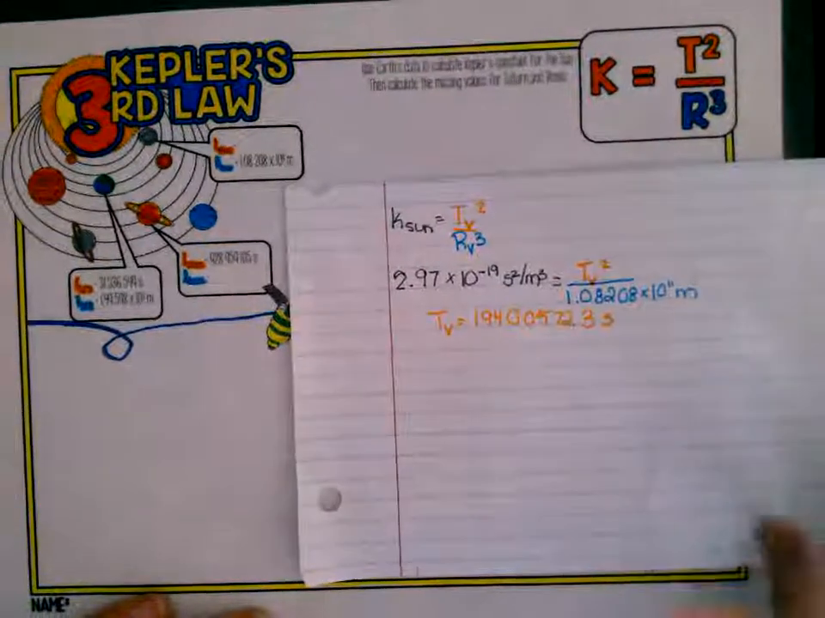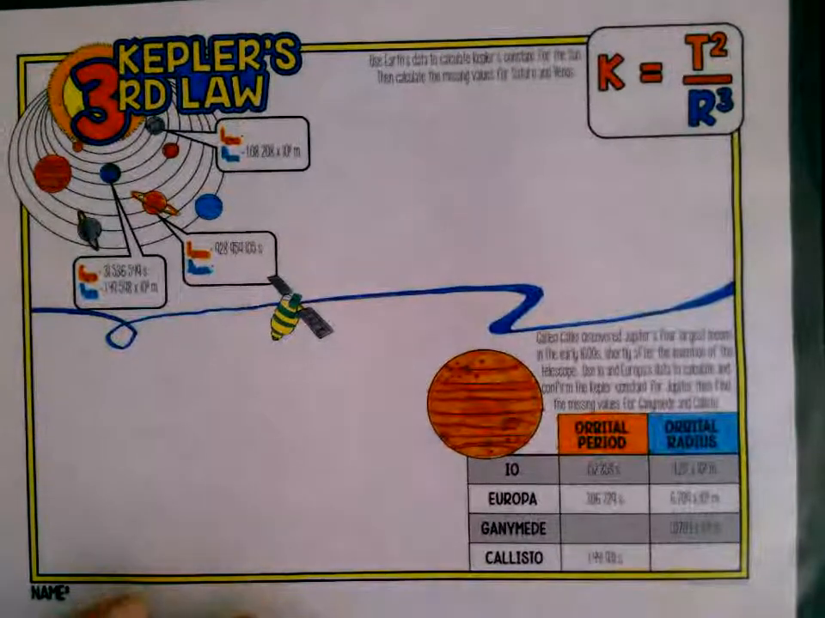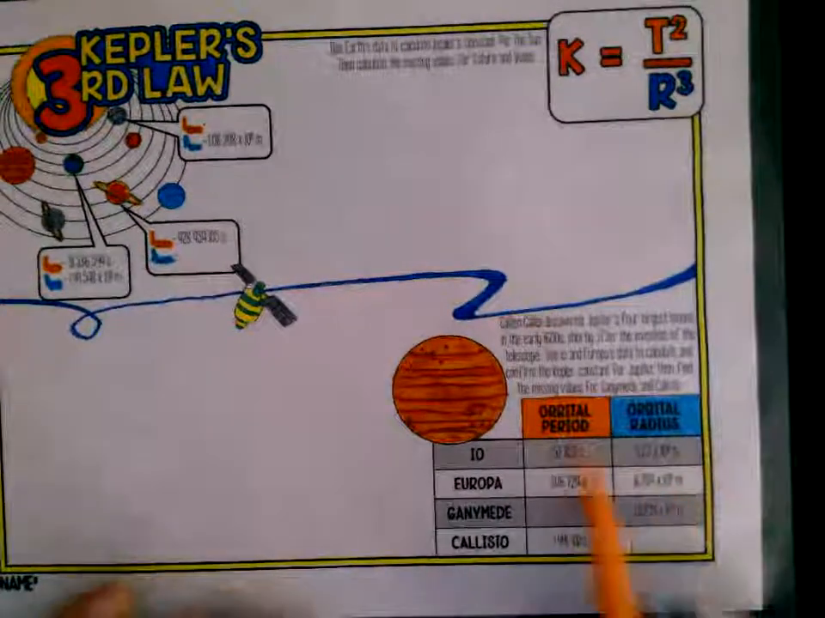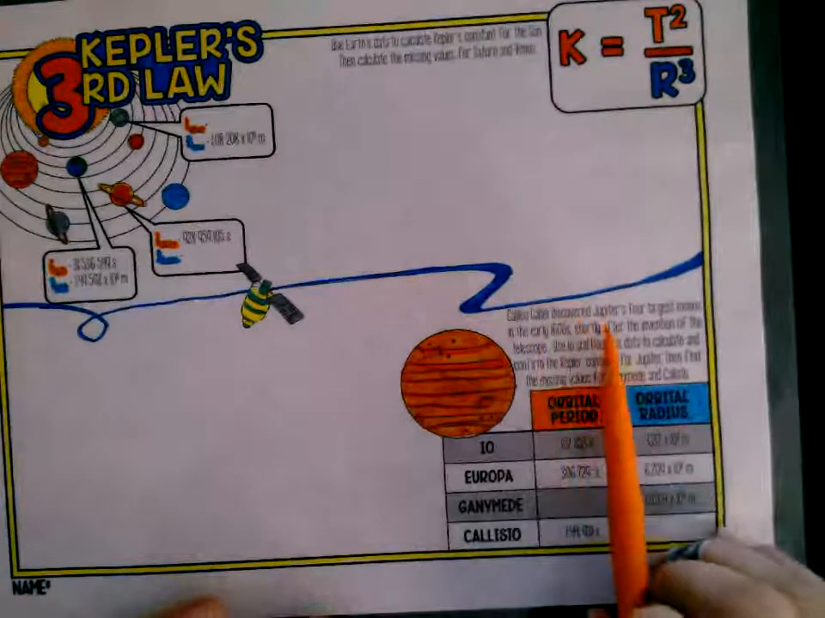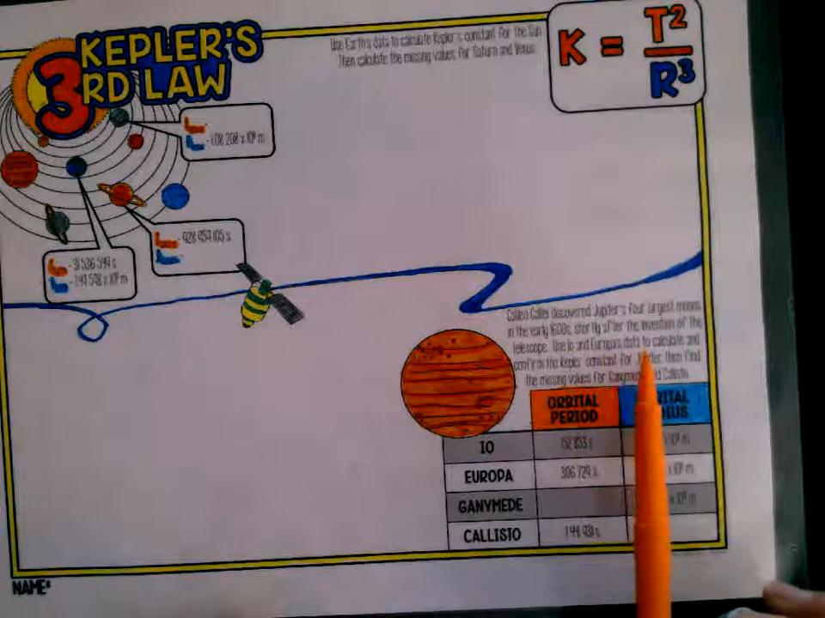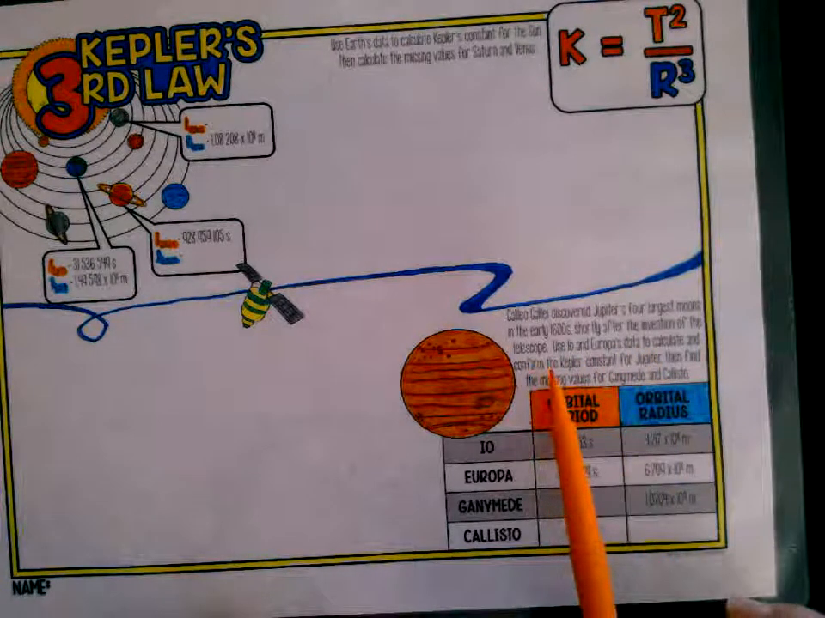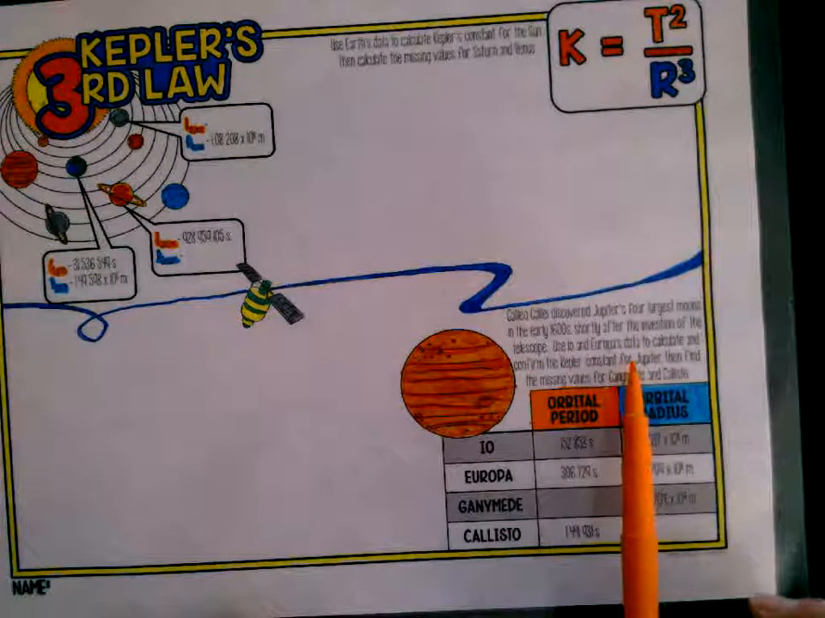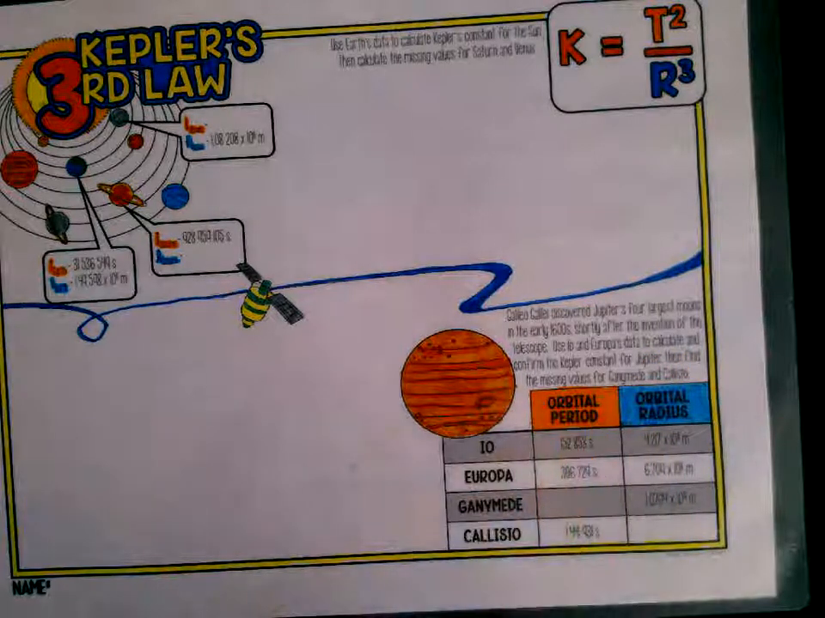All right, the bottom half of this worksheet is going to be the exact same as the top. So it says Galileo Galilei discovered Jupiter's 4 largest moons in the early 1600s, shortly after the invention of the telescope. Use Io and Europa's data to calculate and confirm the Kepler constant for Jupiter. Then find the missing values for Ganymede and Callisto.